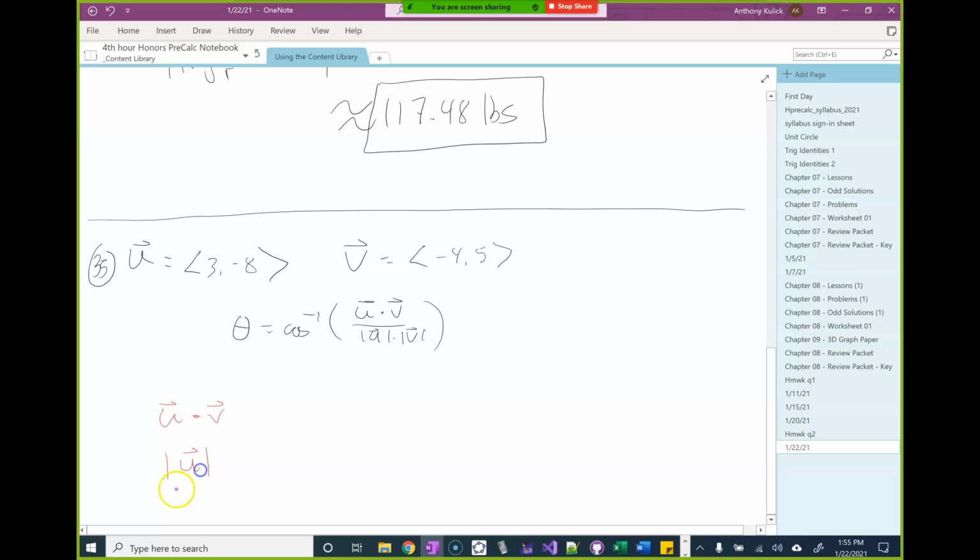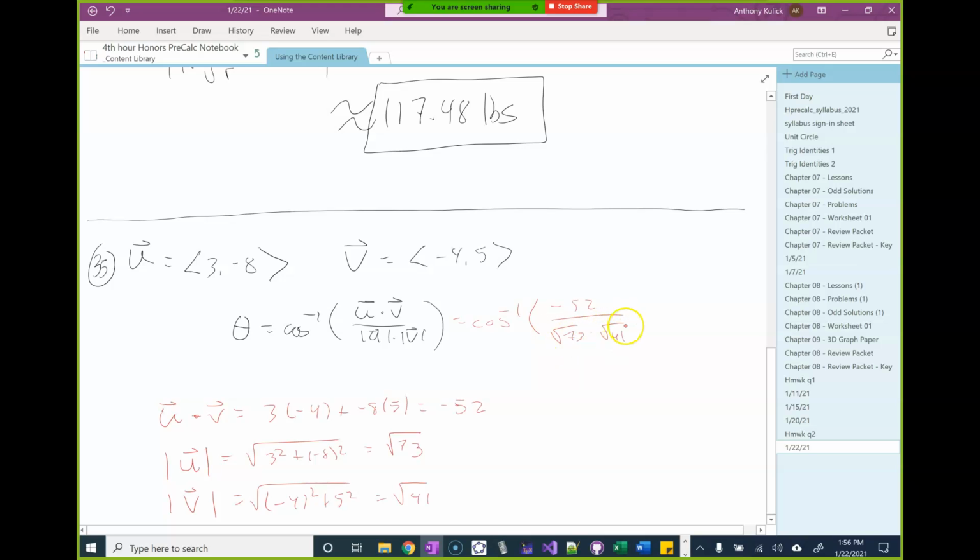So that's negative 12 plus negative 40, so that's negative 52. So that's 9 plus 64, that's 73, the square root. So 16 plus 25 is 41. Inverse cosine of negative 52 over square root 73 times square root 41. So far, so good.